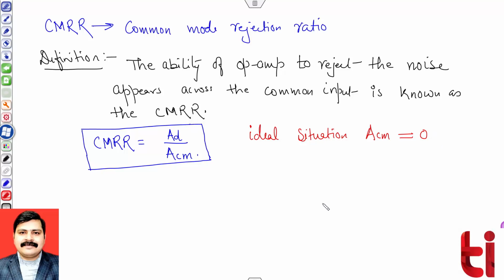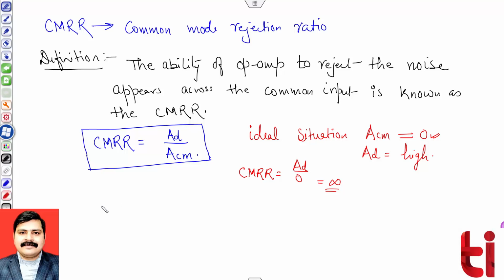Means if VID is 0, if there is 0 input, then we can't expect any output from there. And the differential gain AD will be very, very high. You have seen that it was somewhere infinite in the case of the ideal situation. So ideally, when we put this condition, that means my CMRR equals AD divided by 0, which is nothing but infinite. And we have discussed this quantity while covering the characteristics of the ideal operational amplifier.